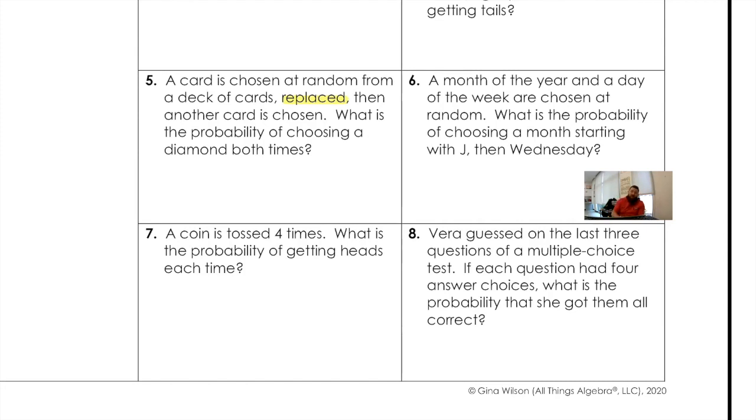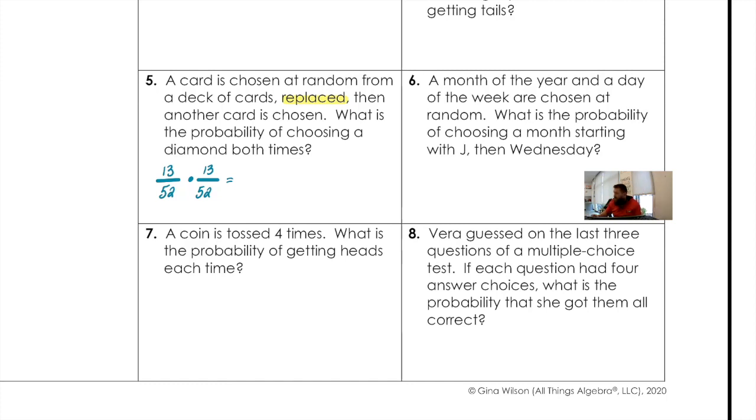A card is chosen at random out of a deck of cards, replaced, and then another is chosen. What is the probability of choosing a diamond? There are 13 diamonds in our deck of 52 cards. So the first time we're pulling it, we got 13 out of 52. We put that card back, so the second time we pull, it's 13 out of 52. We multiply that number straight across because that's what we do with fractions. We just multiply them straight across.